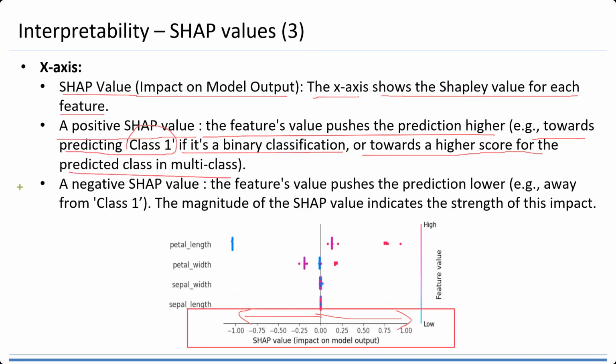Can you understand? If it is binary classification, what is it? In binary classification, we have 0 and 1. So if it is binary classification, we can easily say that if it is more on the left, it is toward class 0. If it is more on the right, it is more toward class 1.